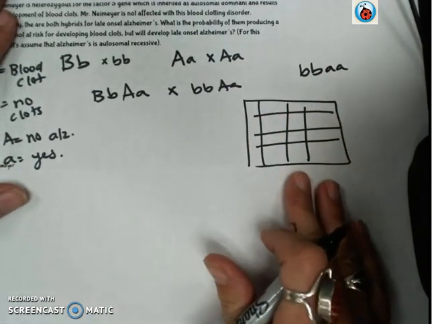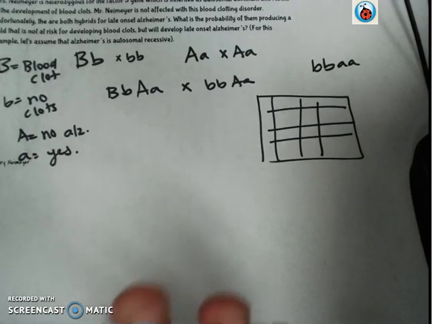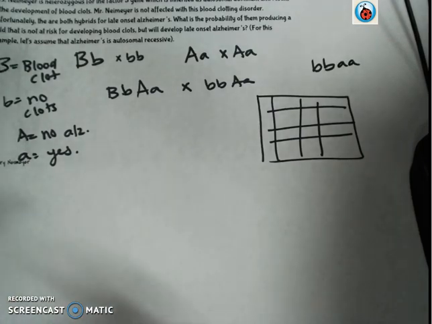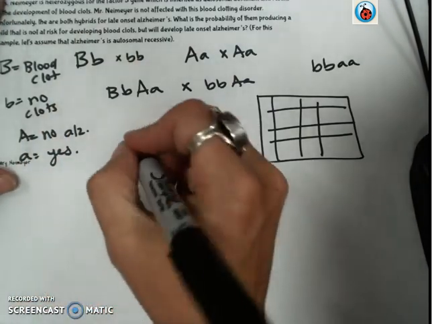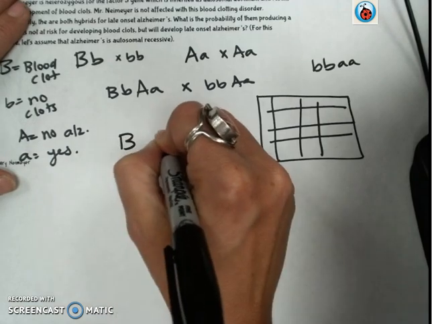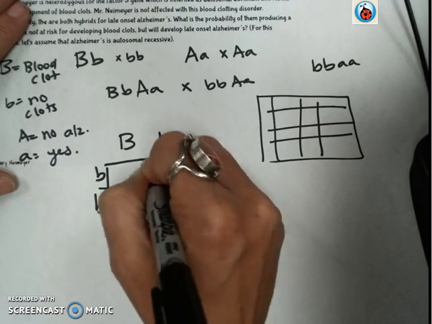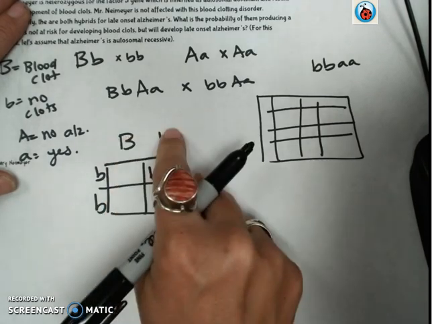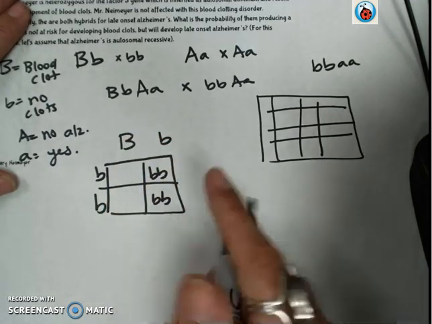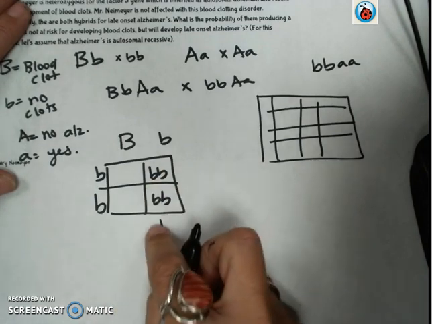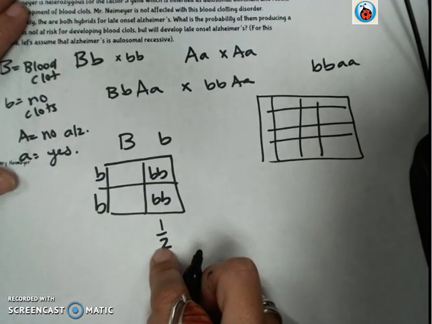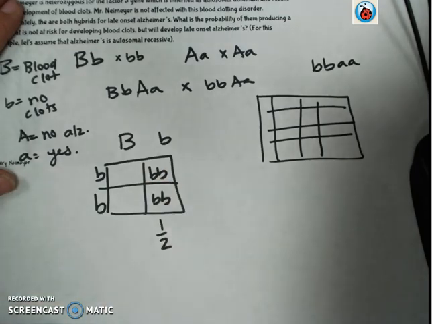Now, that would be easy, but kind of time-consuming. So there's actually a shortcut that you can do. So let's go ahead and see a child not at risk for developing blood clots. Here, in this combination, we see there's a 50% chance, or a 1 out of 2 chance that the children will not be affected with that blood clotting disorder.